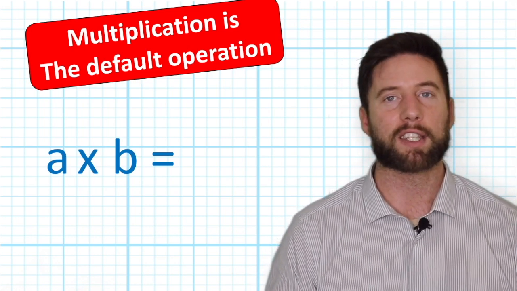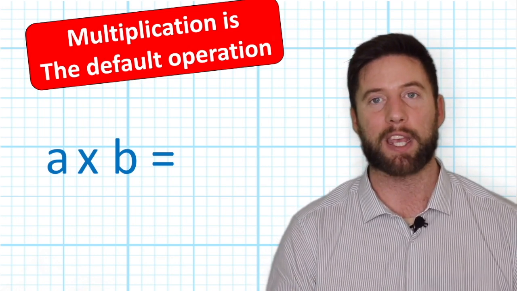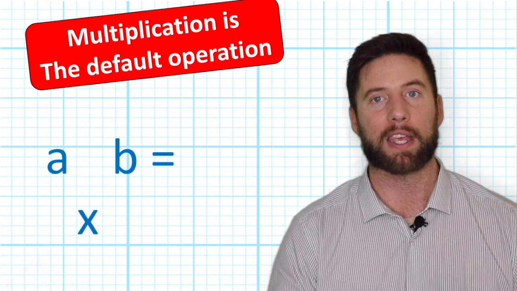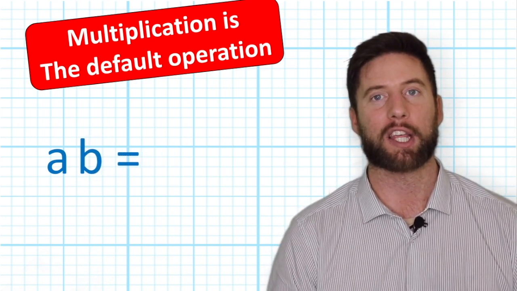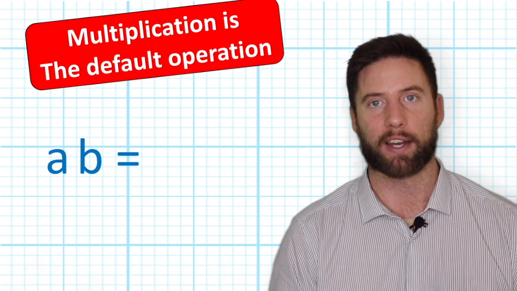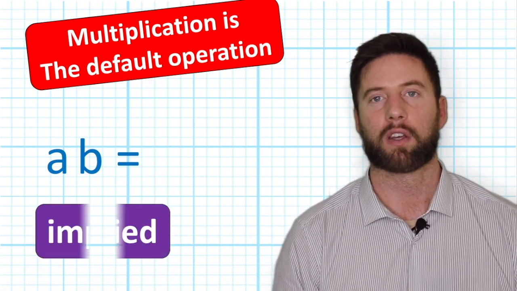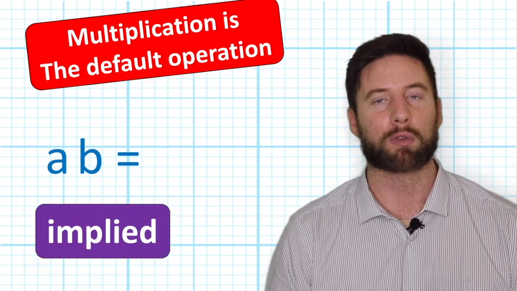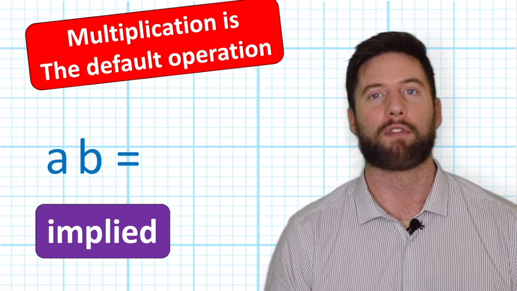So for example, instead of writing A times B, we can just write AB. And we know that multiplication is implied. Another key word for us. Of course, in this example, we can't actually multiply A and B until we know what values they are.